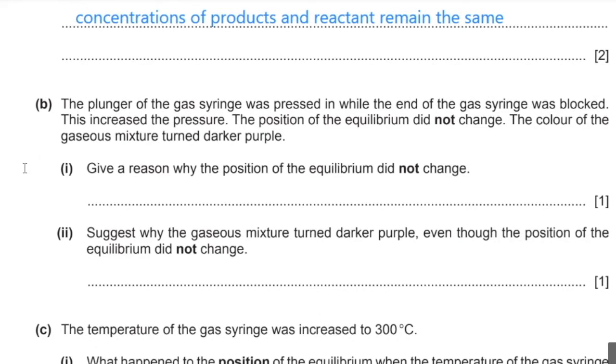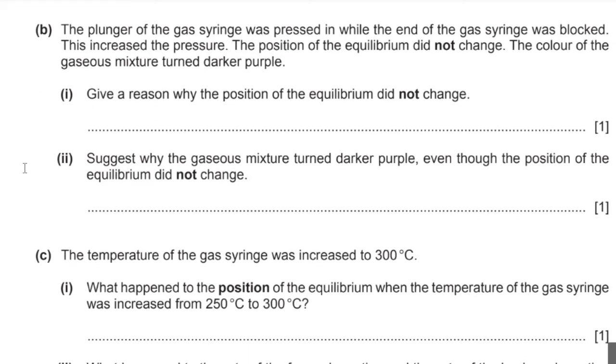B. The plunger of the gas syringe was pressed in while the end of the gas syringe was blocked. This increased the pressure. The position of the equilibrium did not change. The color of the gaseous mixture turned darker purple. 1. Give a reason why the position of the equilibrium did not change.